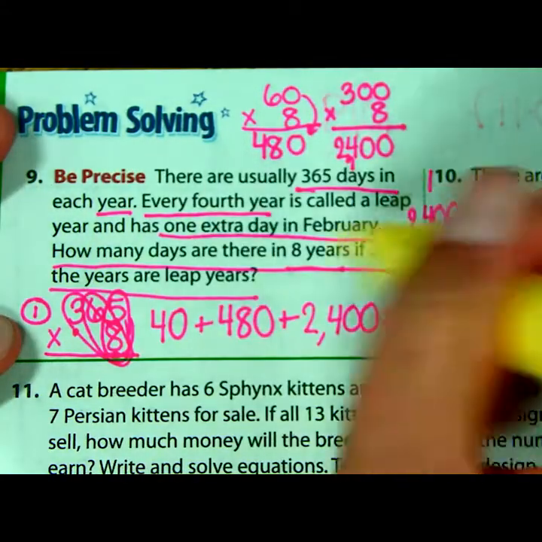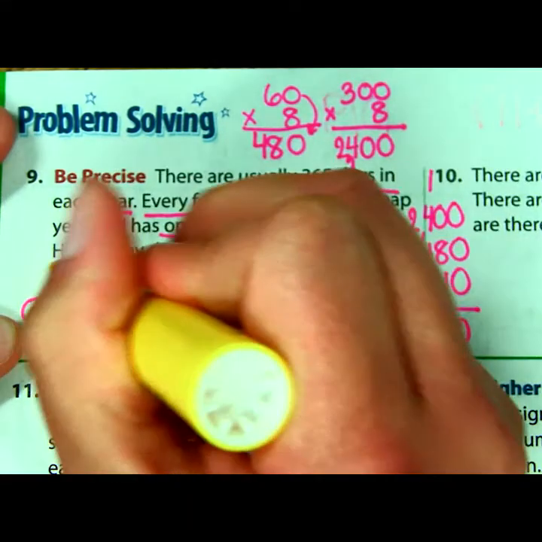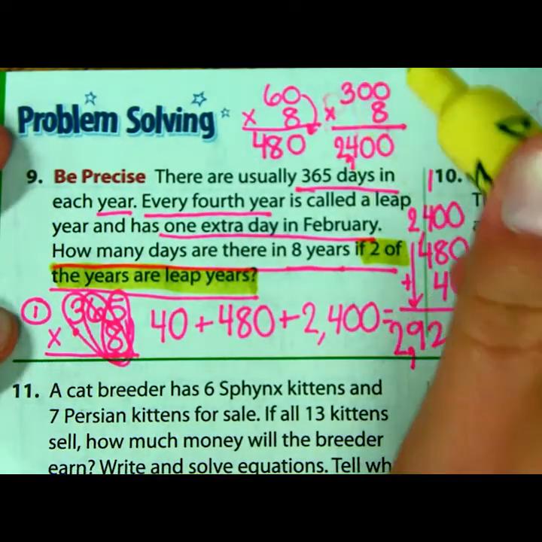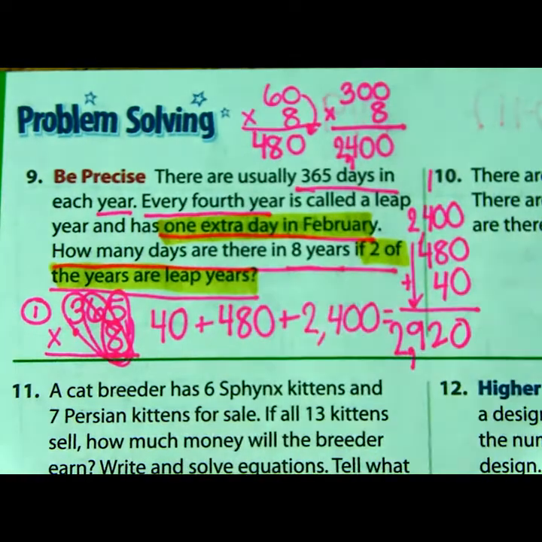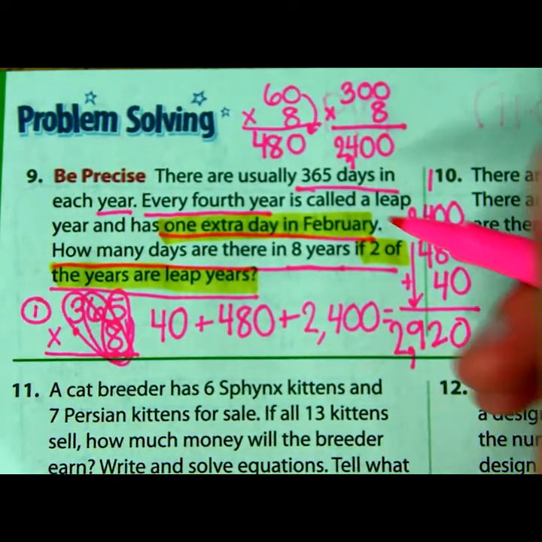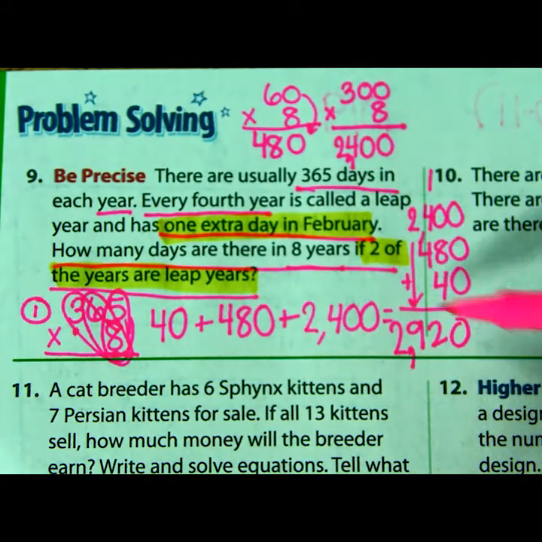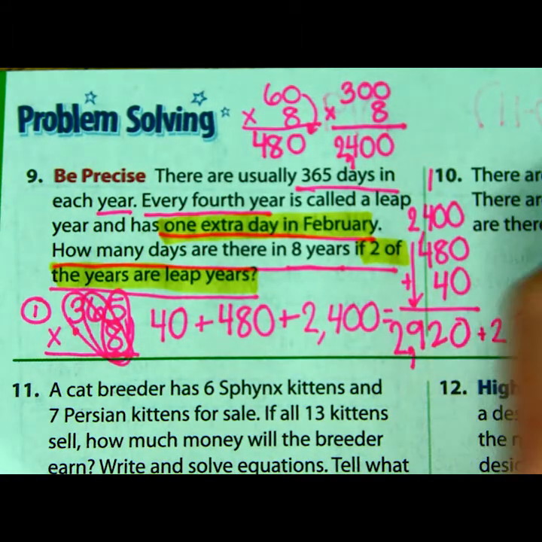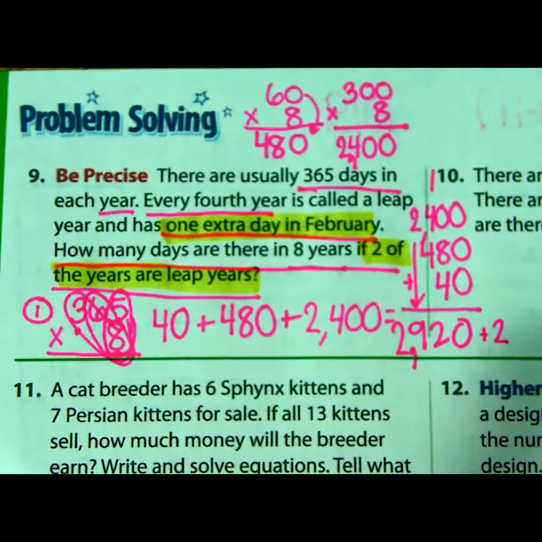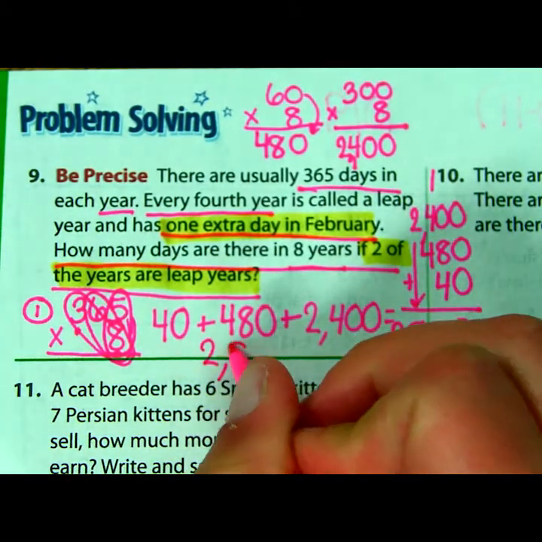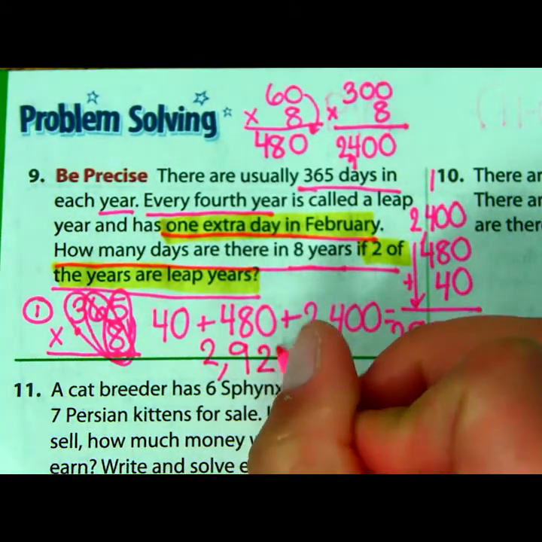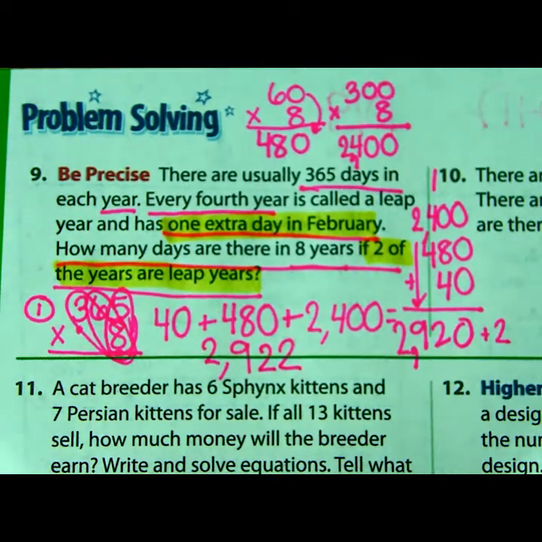However, they added in this fun little extra tidbit here. 2 of your years are leap years, and what does that mean? You have 1 extra day. So of those 2 out of the 8 years, we need to add on 2 extra days. So you would have a total of 2,922, and that would be your final answer.